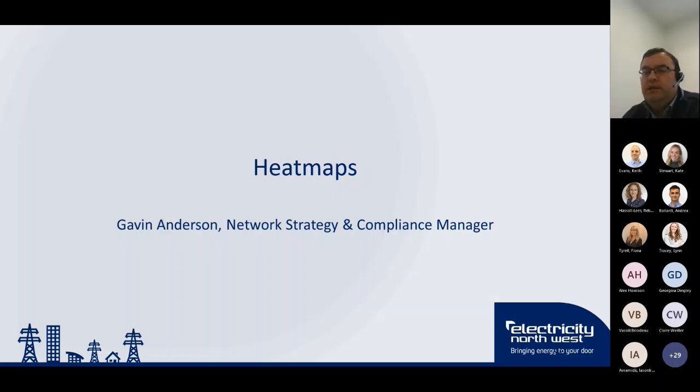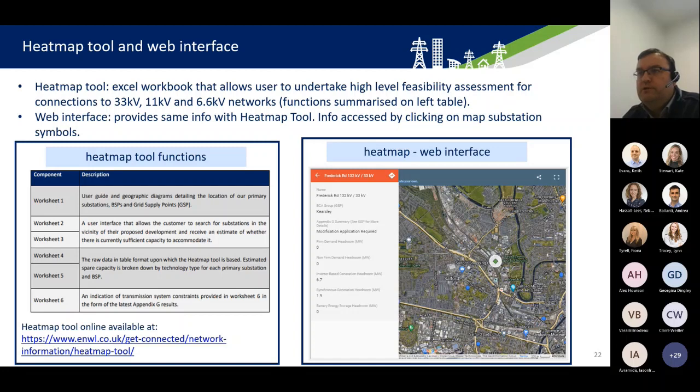The next set of slides covers our heat map tool. At present, the heat map tool we publish on our website allows users to undertake a very high level feasibility assessment for connections on the 6.6, 11 and 33 kV networks. The data in the workbooks are also linked back to a web interface which allows for a map and geographical overview of the data that's presented within the workbooks, and you can hopefully see that there on the right hand side.